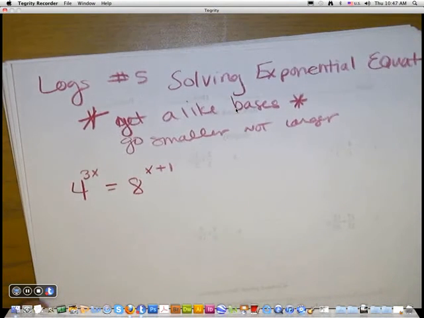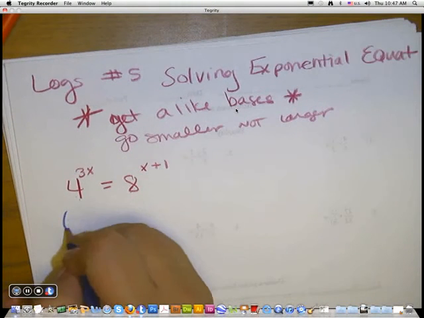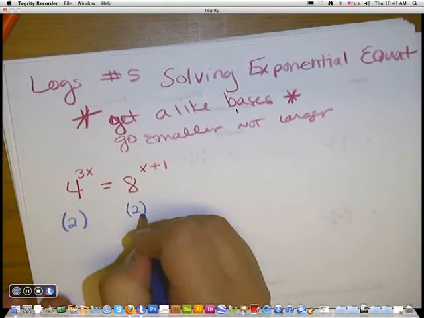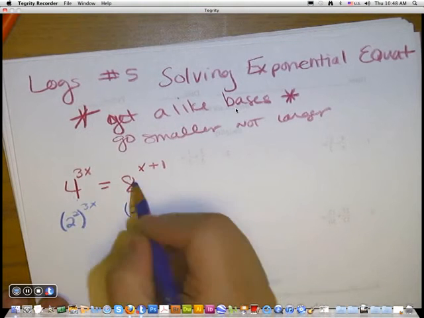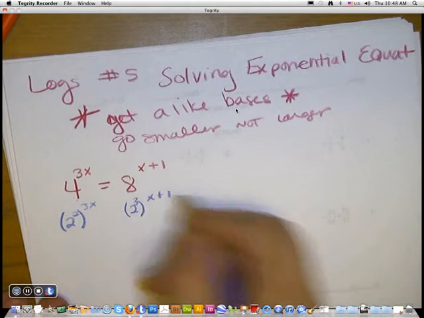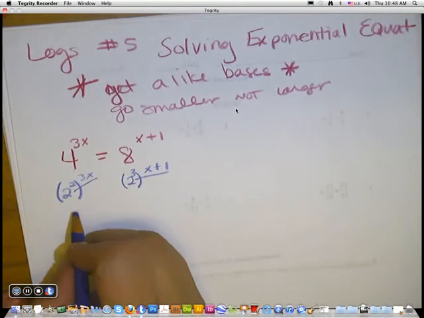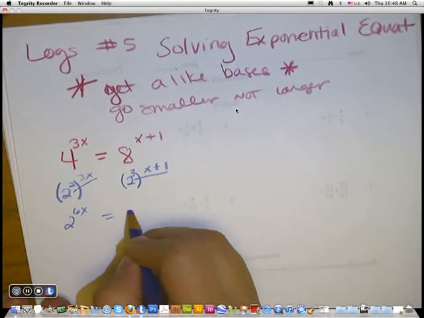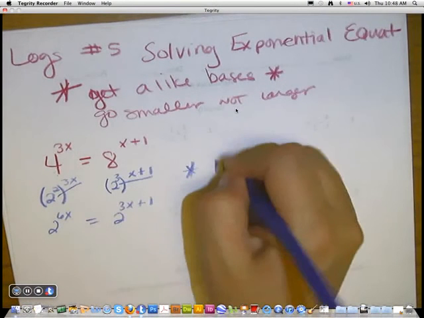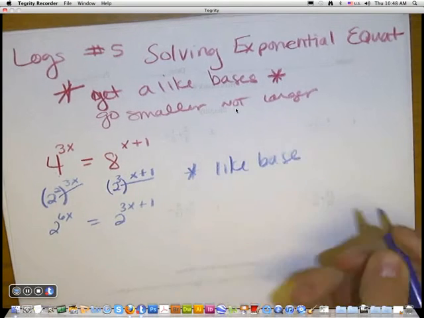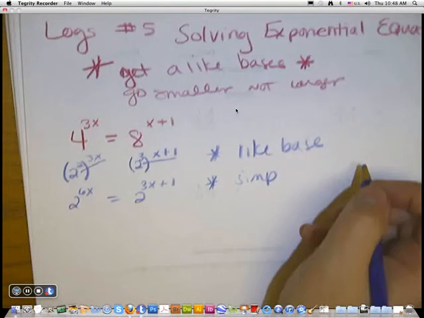So the key part here is recognizing the bases are made of the same number, 2. 4 is 2 squared, and 8 is 2 cubed. Now when we have power to power, so here we have like base, put them into the like base, simplify exponents if necessary.